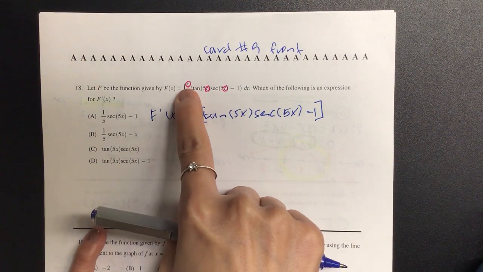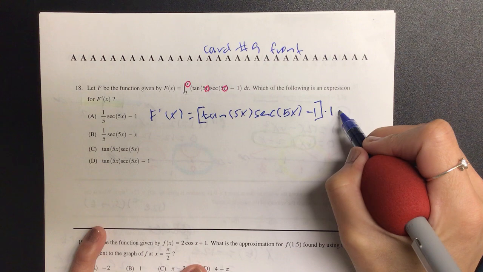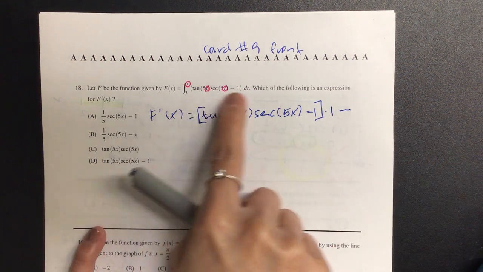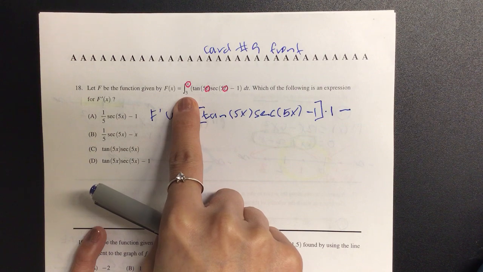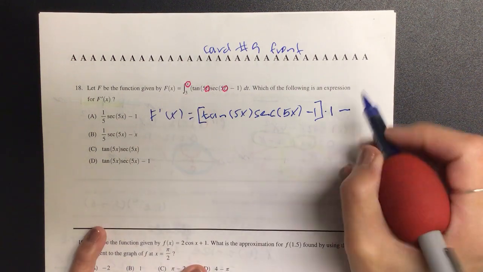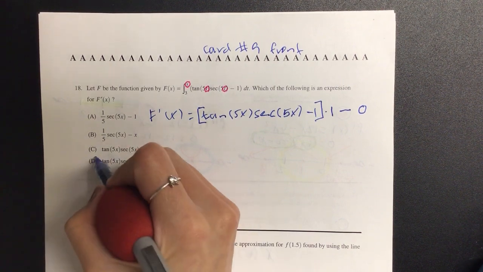What is the derivative of my upper bound? Times 1. When I subtract, no matter what I do, in the end, I'm going to derive a 3, right? What is the derivative of 3? 0. We don't need it. So then what's the best answer that's going to match this? D it is.